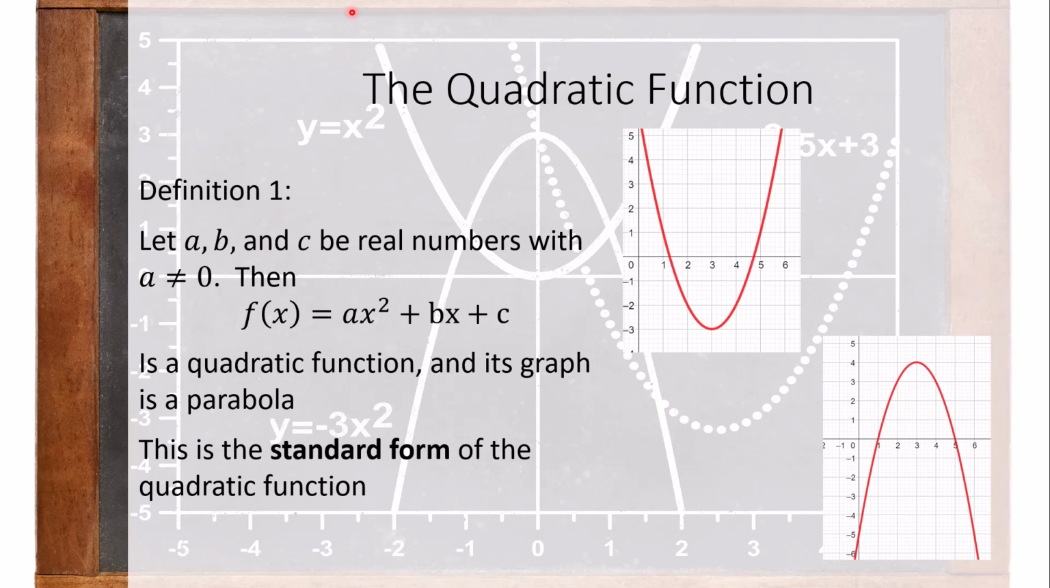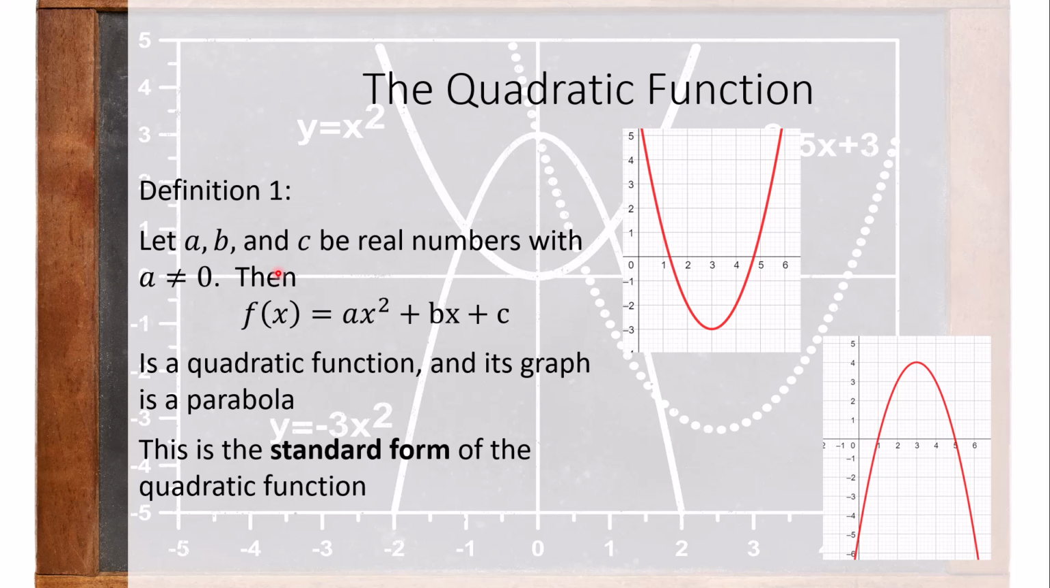Okay, and this is our first definition. Let a, b, and c be real numbers with a not being equal to 0. Then this function f of x, which is equal to a times x squared plus b times x plus c, is a quadratic function, and the graph is a parabola. And this is also known as the standard form of a quadratic function.